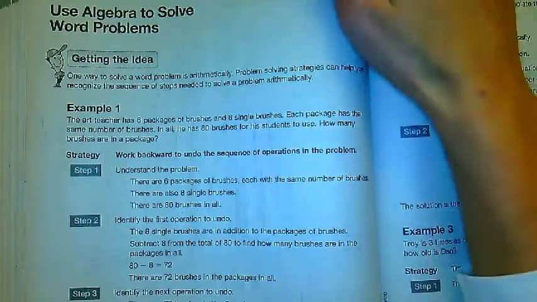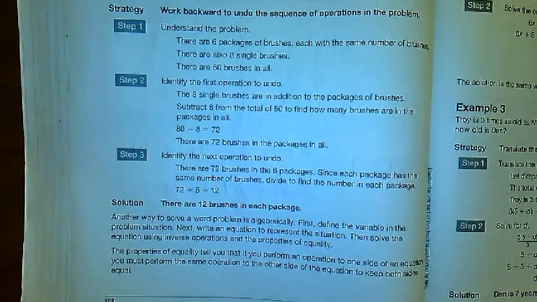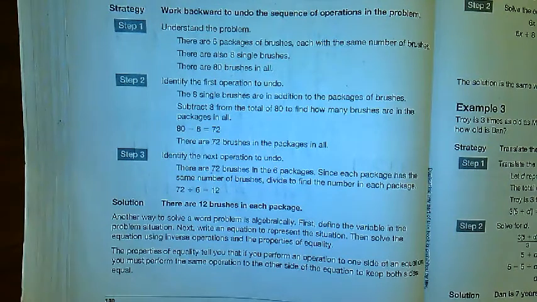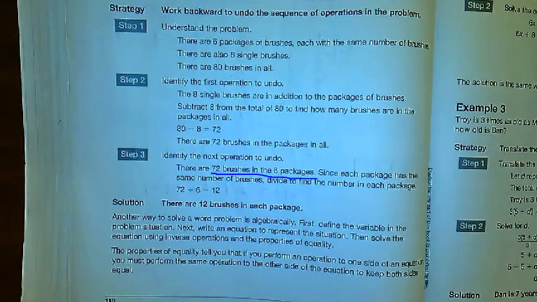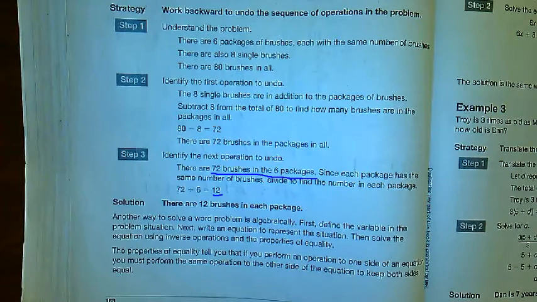So the next thing I'm going to do is see what I should do next. Now we have 72 brushes, and now we have 6 packages. I want to know how many are in each package. We got rid of the 8, so now we have this part. We have 72 divided by 6, so that means there are 12 brushes in each package.